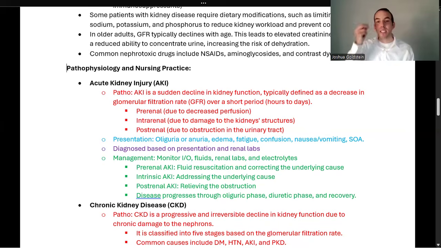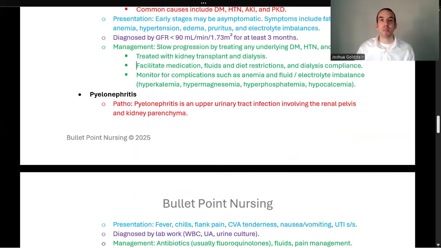Common causes of CKD are diabetes, hypertension, AKI, and polycystic kidney disease, which we'll talk about in a few minutes. I'm going to tell you by far the number 1 most common cause of CKD is diabetes. Tell your patients to manage their diabetes. We'll talk about that when we get to endocrine.